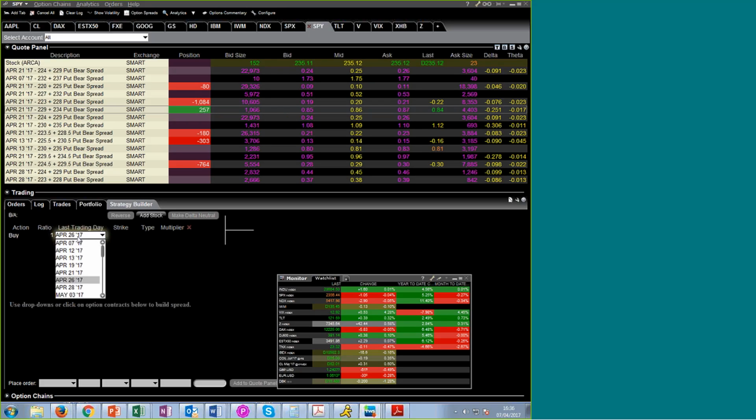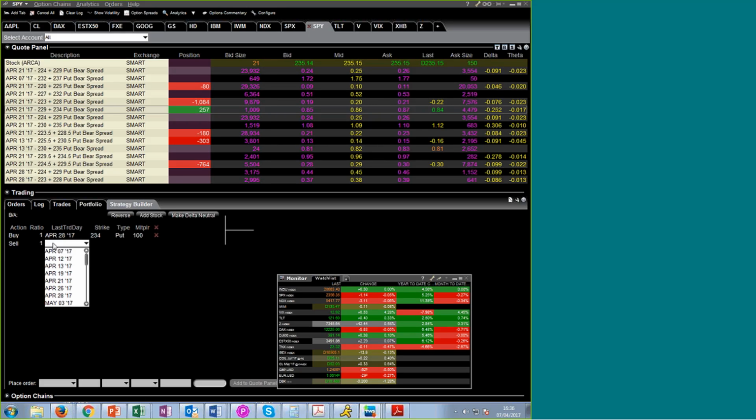What about the hedge? Well, folks, we're generally hedging pretty close to where our short put leg is. That means that perhaps 229, 234 could be considered a hedge in this case for the April 28 expiry. Here we go.